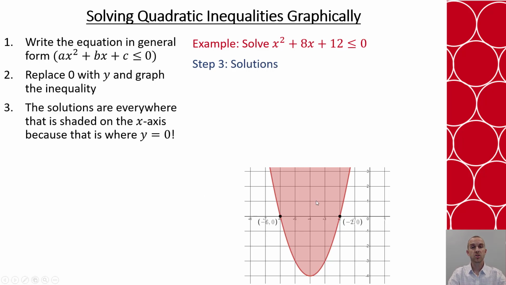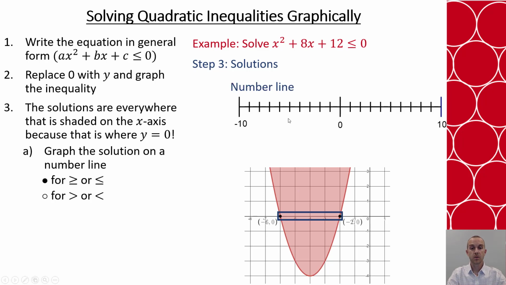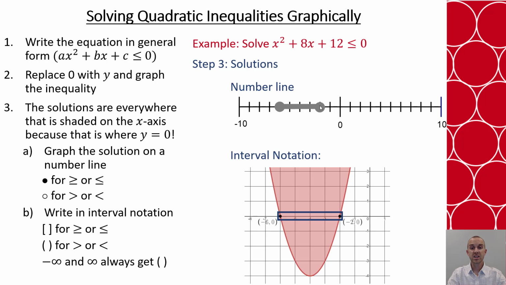Now I need to look at that and determine my solutions. So I'm looking wherever it's shaded. It starts at -6 and goes to -2. This is the only part that's shaded, so that's what I would shade on my number line. So I put the solid dot at -6, shade to the right until I get to the solid dot at -2. For the interval notation, since those are solid dots, I use brackets, starting on the left side from -6, going to the right side at -2, and again another bracket. And there's my number line solution and my interval notation.